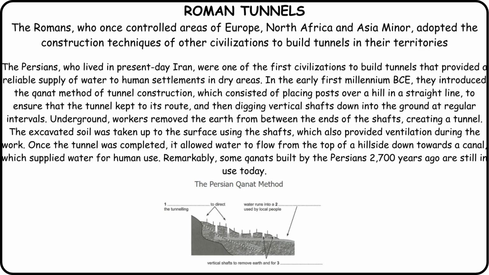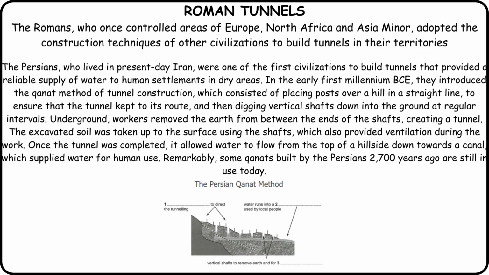Let's read. They introduced the Kanat method of tunnel construction, which consisted of placing posts over a hill in a straight line to ensure that the tunnel kept to its route, and then digging vertical shafts down into the ground at regular intervals. Underground, workers removed the earth from between the end of the shafts, creating a tunnel. The excavated soil was taken up to the surface using the shafts, which also provided ventilation during the work. The answer to question 3 is here. It is ventilation. So shafts help workers carry the excavated earth, and it also helped provide ventilation.